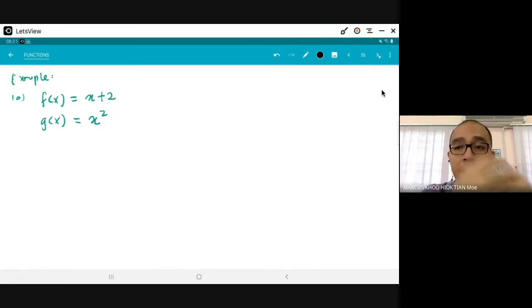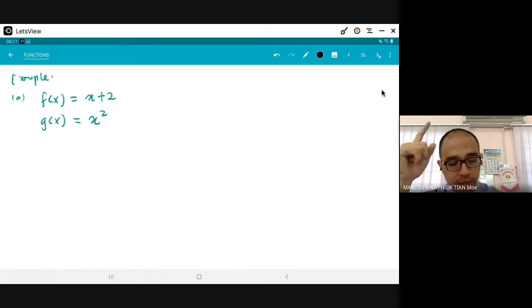Just give it a try. Okay, if you really don't know, then you just tell me that you don't know. But I hope that you can give it a try. Okay, so the first composite function I want you to give me is fg(x).